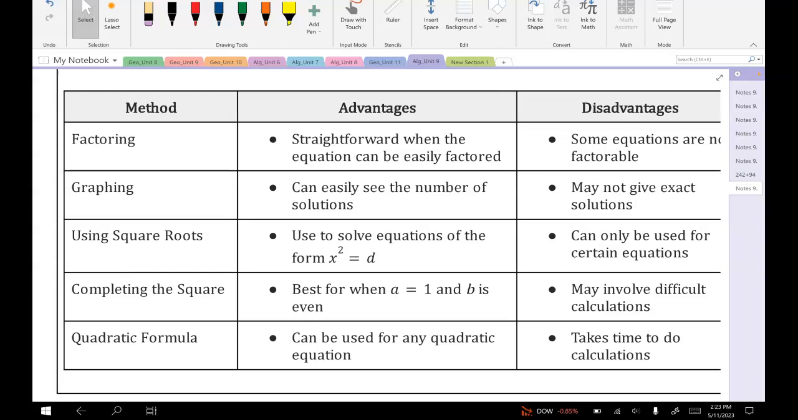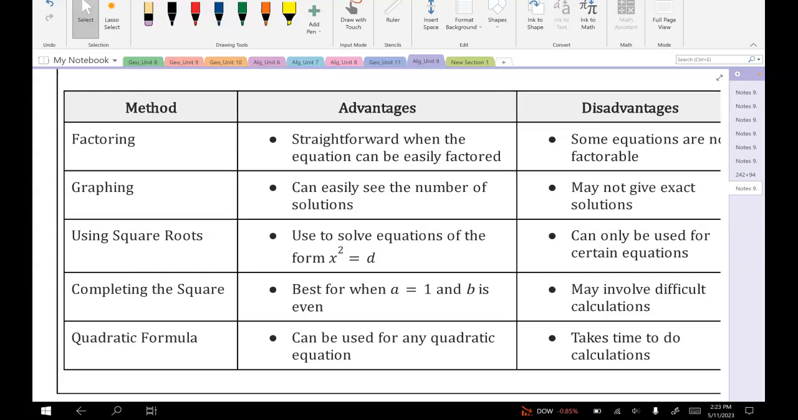The disadvantages, well, a big one, if you don't have a coordinate plane on your paper, it's hard to graph. A lot of people just don't like graphing, and that's a big disadvantage. And also, since you're doing it by hand, it's hard to get exact solutions. You're going to do a lot of approximating.